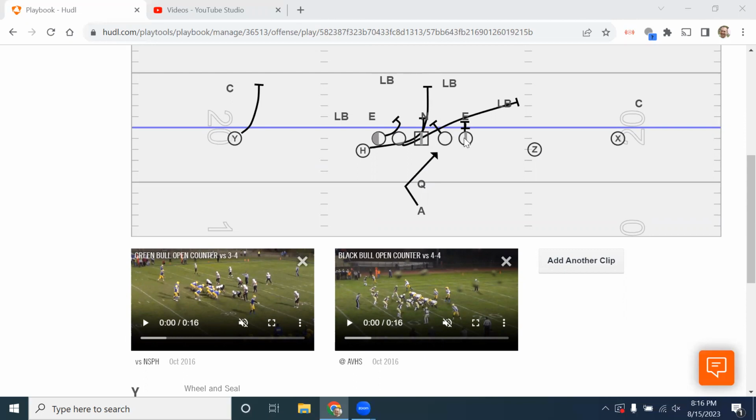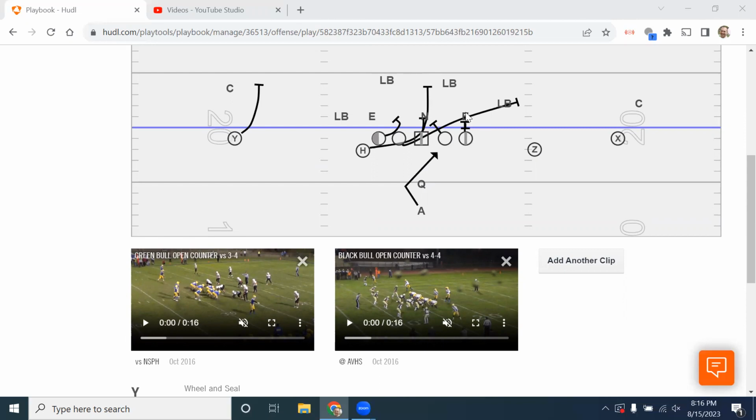Okay. The backside or play side tackle. There's no one in his gap. He has a four technique right on him. So he is going to block this guy solo. Okay. He's going to do his normal covered block like he would if he was doing a push double team.